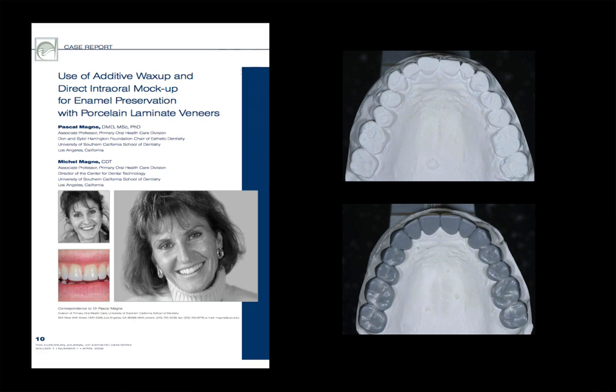The concept of additive diagnostic wax-up is something that I first heard from Pascal and Michel Magnier, when I went to the first course they hosted at IDEA about 10 years ago. And it was a fantastic course. It really made me think about aesthetics at a much higher level, just because of the level of beautiful dentistry that the Magnier brothers produce.